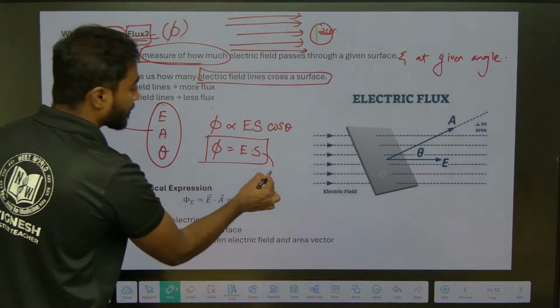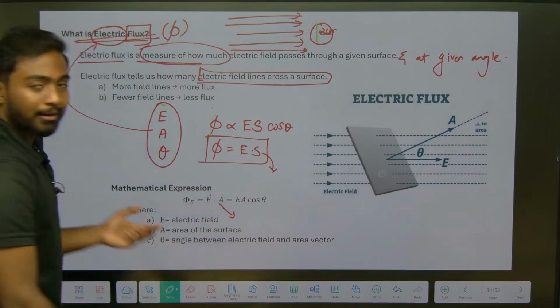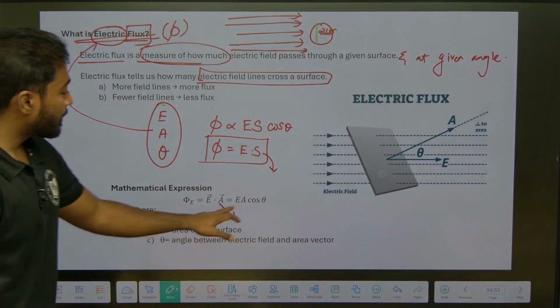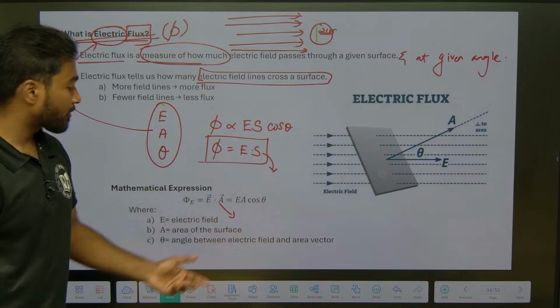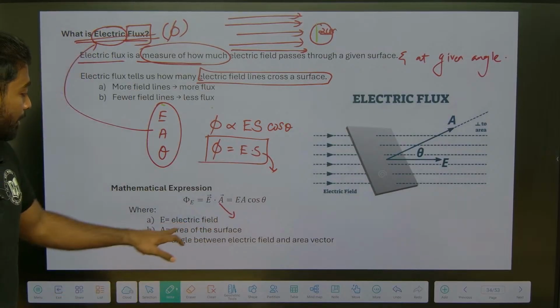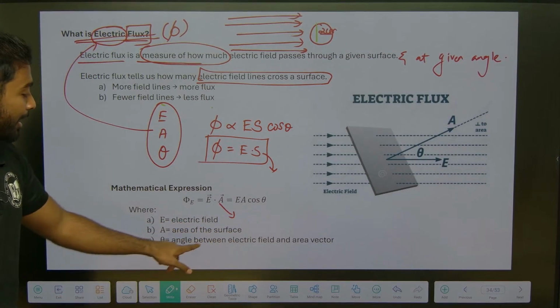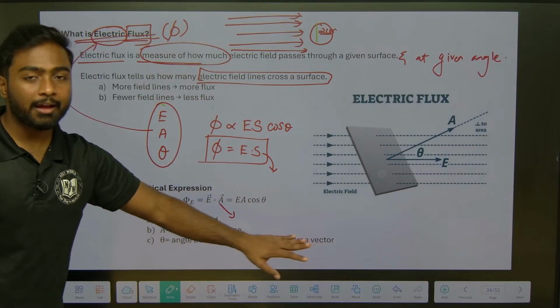S is nothing but the surface area. Here A is also nothing but area only. EA cos theta or ES cos theta, both are the same. So E is the electric field, A is the area of the surface, and theta is the angle between the electric field and the area vector.